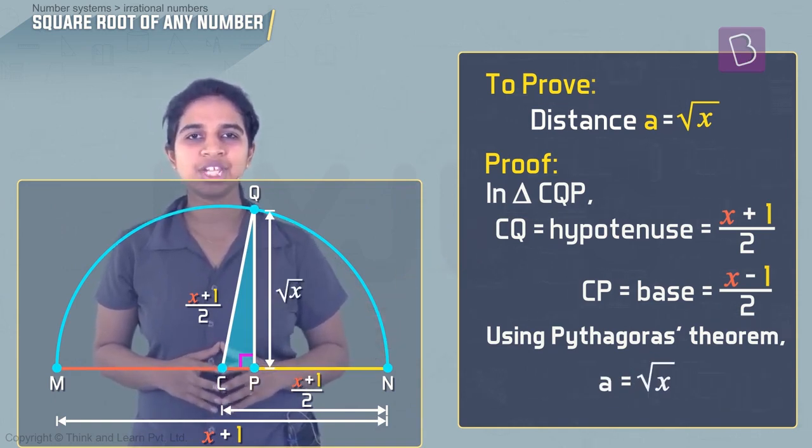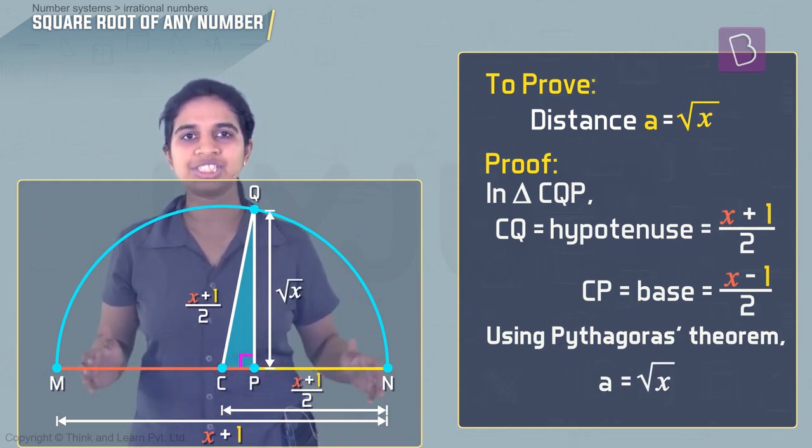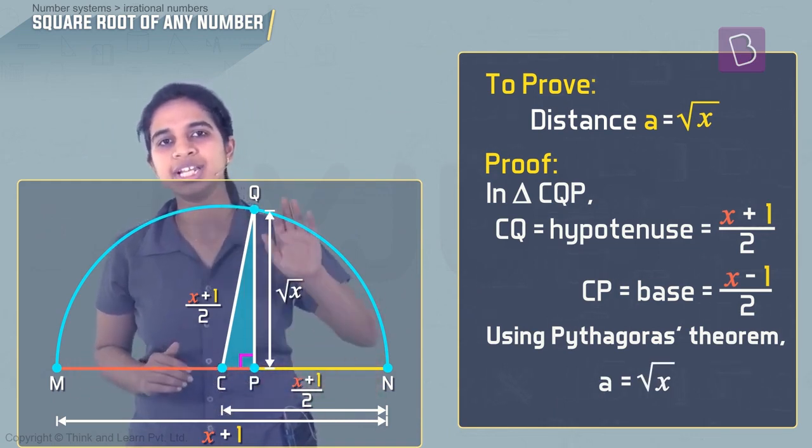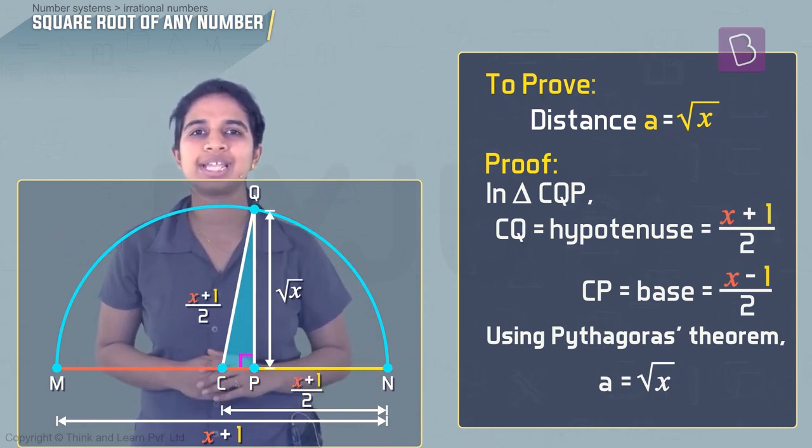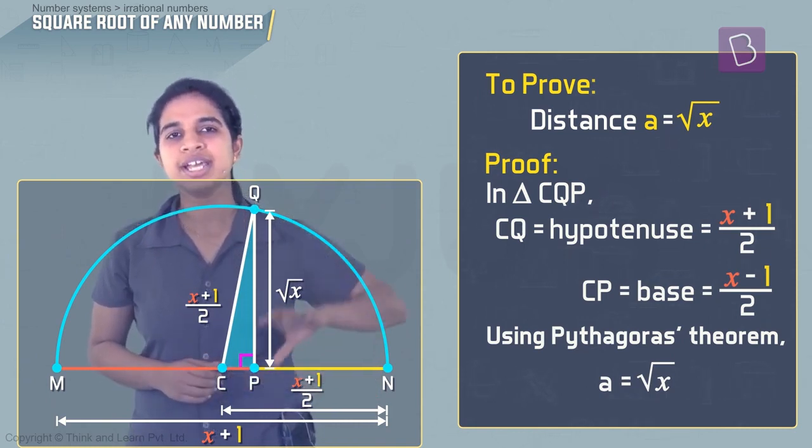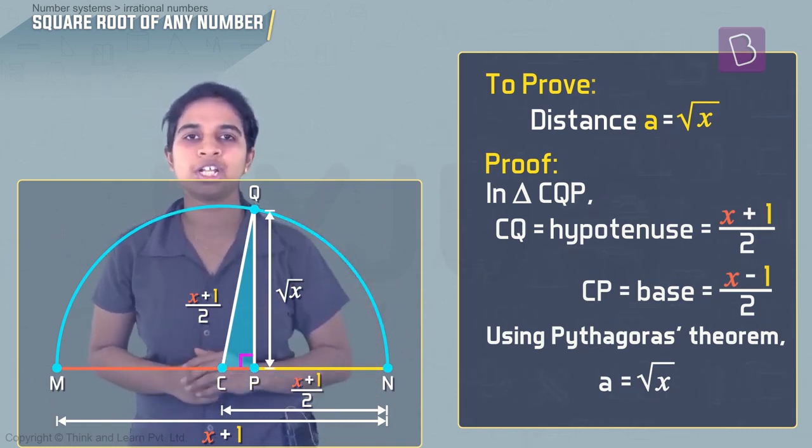So that's the way we can prove that if we do a construction like this, the vertical length that we drew is nothing but root x. That's how you can get root x. Now you can measure this length and plot it on a number line.